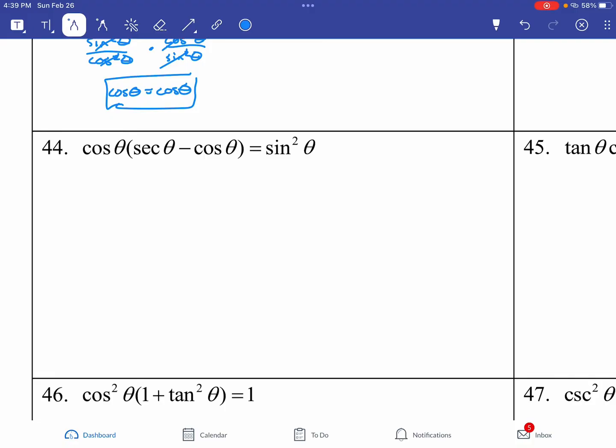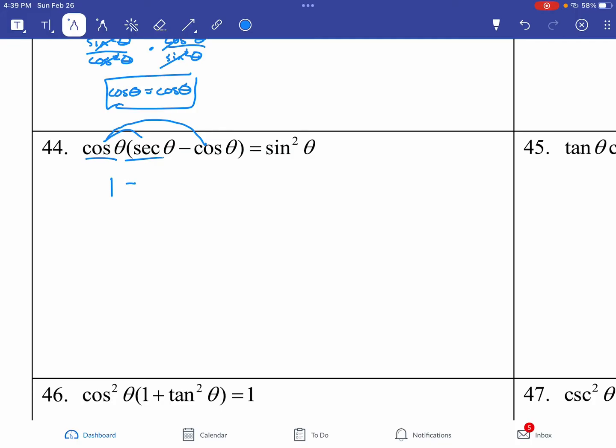All right, here. Now, this isn't going to break any rules. I know that cosine and secant are reciprocals of each other. So if I multiply those two things together and I distribute the cosine into the parentheses like this, cosine times secant is going to cancel itself out, so it's going to give you 1.